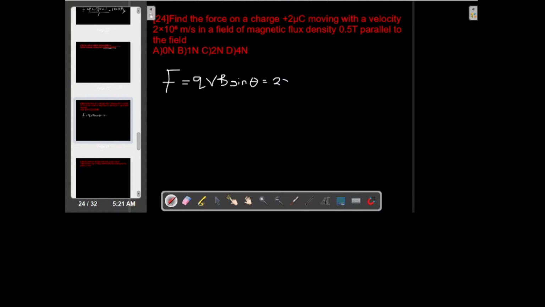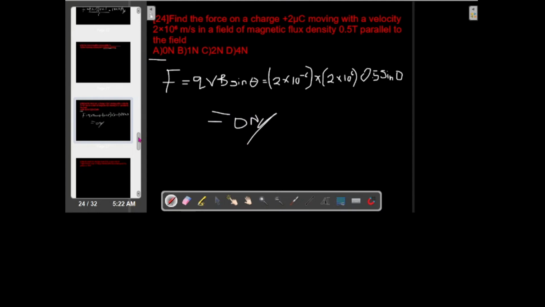What is the charge? 2 microcoulombs, so that is 2 times 10 to the power of negative 6, times the velocity, a very fast moving object, 2 times 10 to the power of 6. I know that 10 to the power of negative 6 and 10 to the power of 6 are going to cancel out here. I'm going to be left with 2 times 2. All right. And B, what is B? 0.5. And then sine 0 in this case because it is parallel. Sine 0, and everything collapses back to 0 Newton. All right. So that's the answer A.